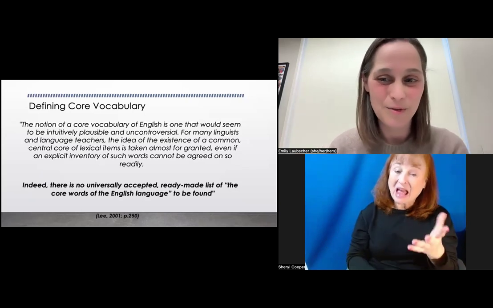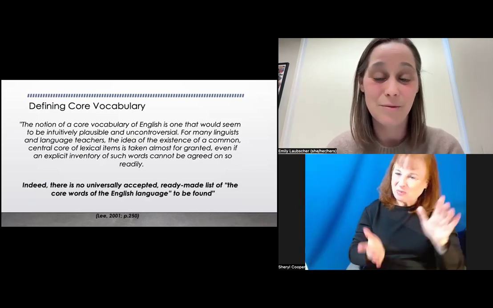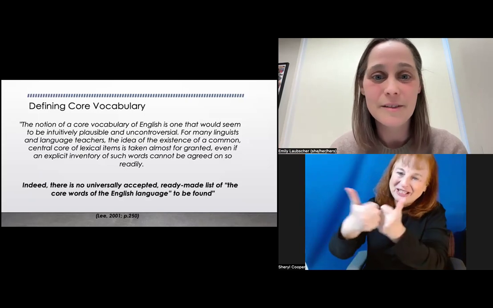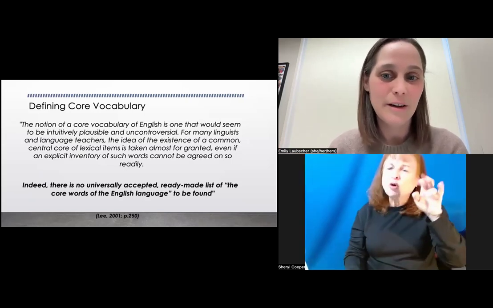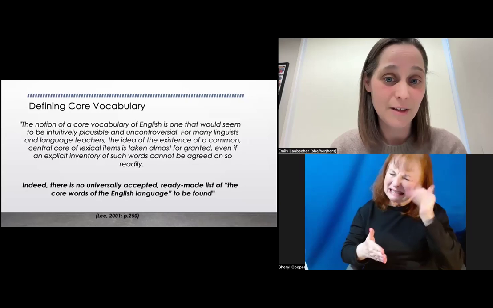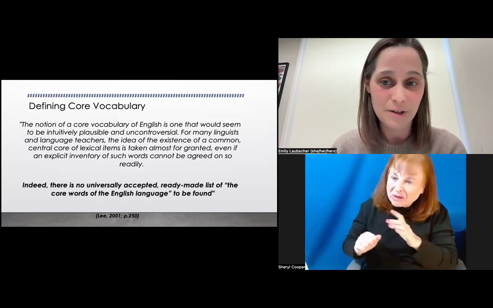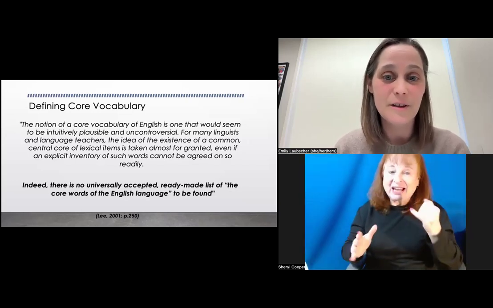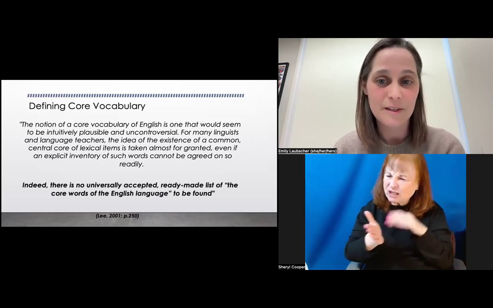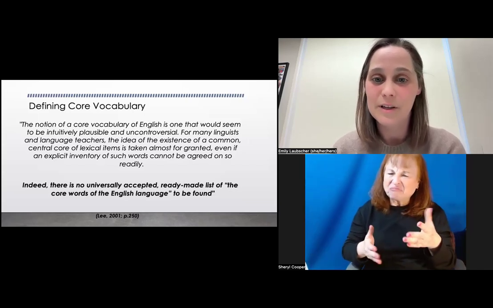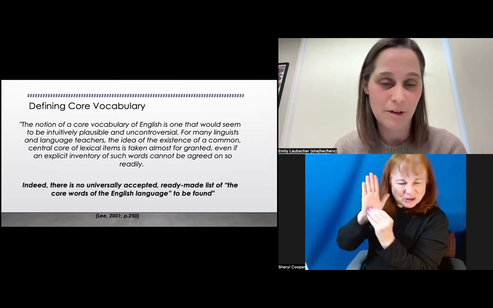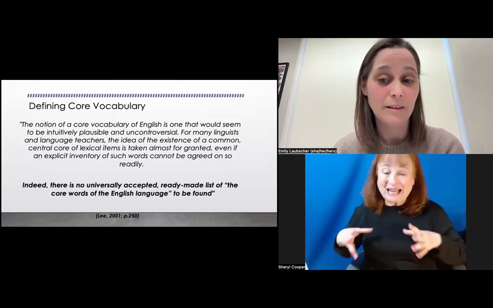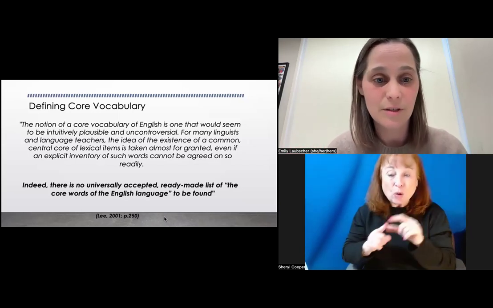I also included this quote from the Lee 2001 paper because I really love it and I think it really sums up the problem or the challenge here. So Lee says, the notion of a core vocabulary of English is one that would seem to be intuitively plausible and uncontroversial. For many linguists and language teachers, the idea of the existence of a common central core of lexical items is taken almost for granted, even if an explicit inventory of such words cannot be agreed on so readily. Indeed, there is no universally accepted ready-made list of the core words of the English language to be found.